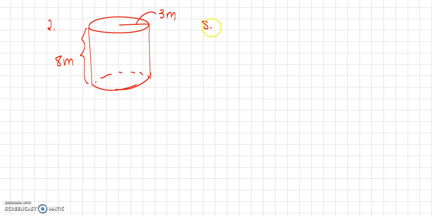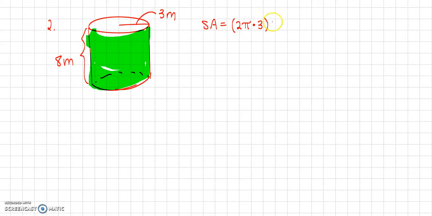So to find surface area, first we need the area of this rectangle. It is a rectangle. Doesn't look like it, but it's a rectangle. It just wraps around the circle. Since it wraps around the circle, the length of this rectangle is 2 times pi times the radius. And then the width of that rectangle is actually the height of the cylinder, which is 8.